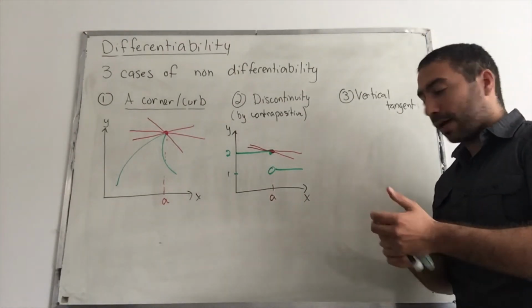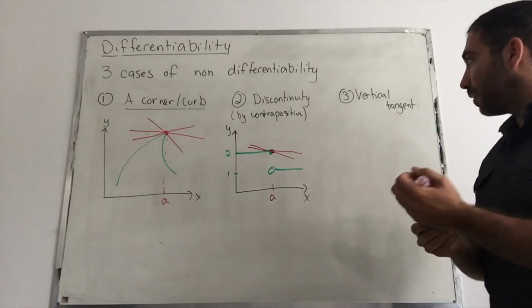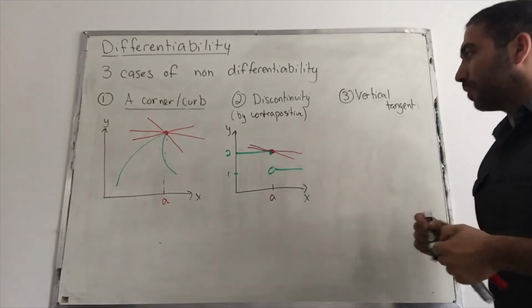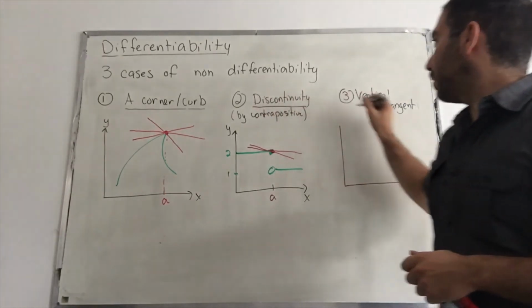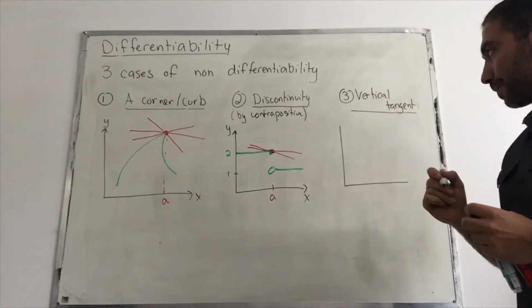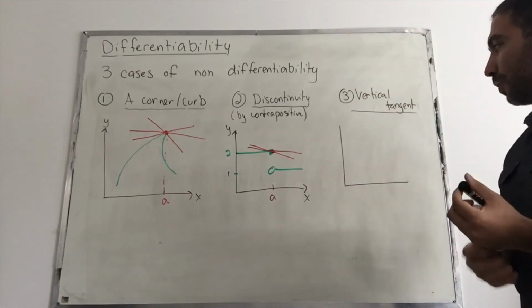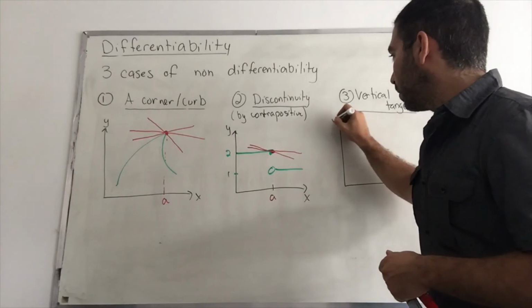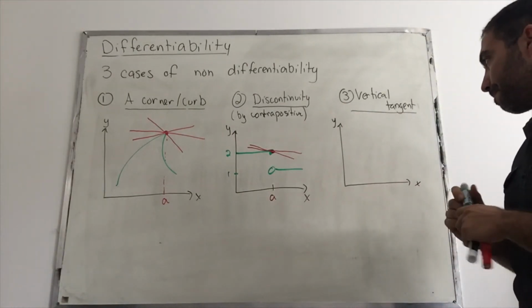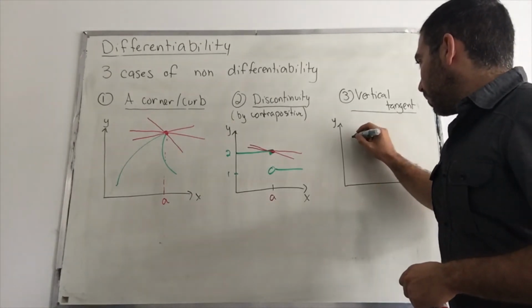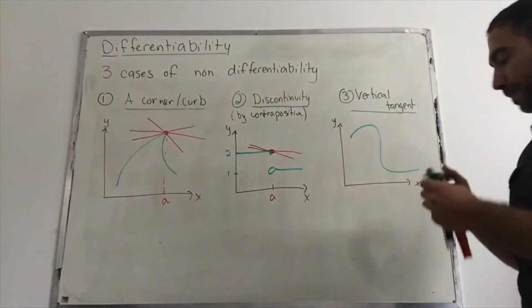The last case that we have is vertical tangent. So let's take a sketch. This one, so with discontinuity and then vertical tangent. Let's draw the function in green. This is y, x. So if the function looks something like, I don't know, something like this.